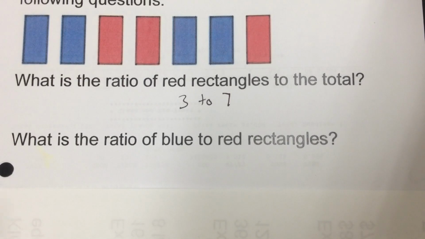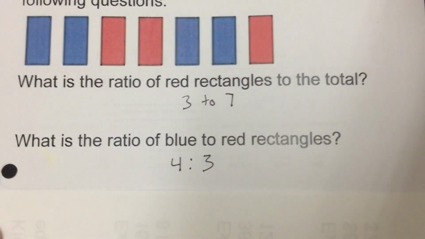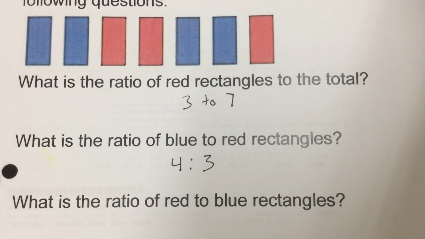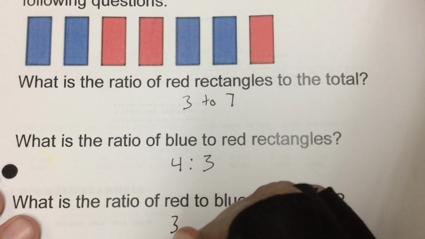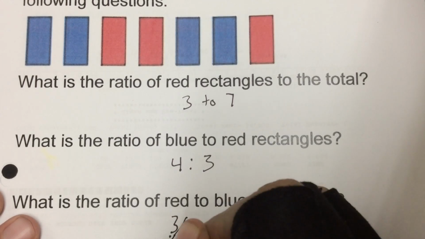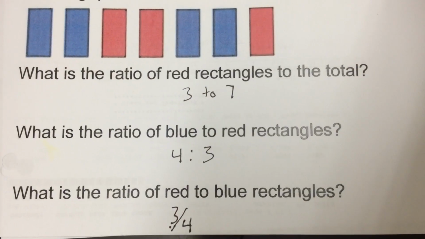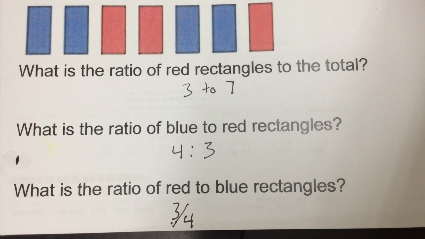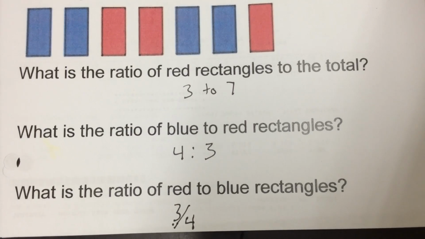Here we want blue to red. Well, we know there's 4 blue and 3 red. Now, if we went the other way, red to blue, we know there are 3 red and over 4 blue, so 3/4. Okay, so that's how you're going to write these out. 3 different ways there that we could write them. Of course, we could write either one any way. Okay.